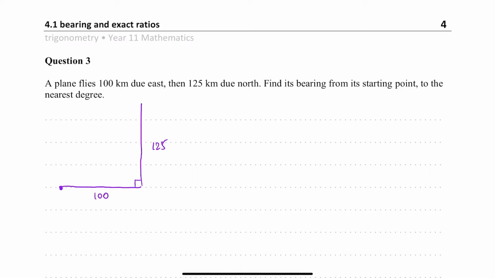And the question is, find its bearing from its starting point. So this is my starting point. From north to where you are now, that angle there, theta. So that's what the question is asking for. That's the bearing. And we have a right angle triangle now, so we can just use some basic right angle trig. It's going to involve one of these two angles.